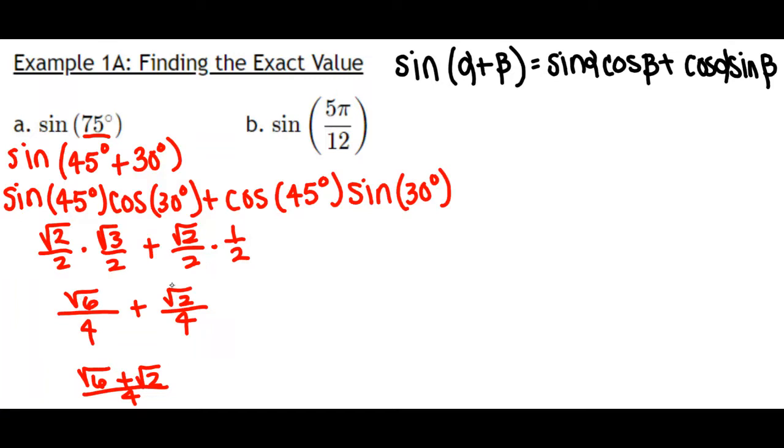Because square root 6 and square root 2 are not the same square root, we cannot add them together. So we leave it as square root 6 plus square root 2. Now let's look at letter B. Letter B is a little different because it is in radians. So I'll use a different color for this one. We're going to pick two values that are going to add up to 5 pi.